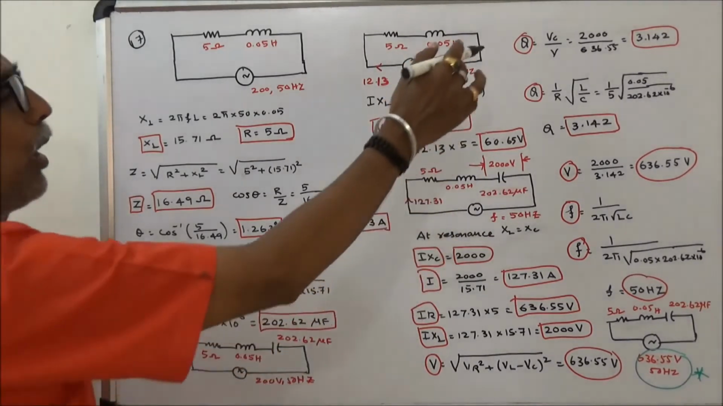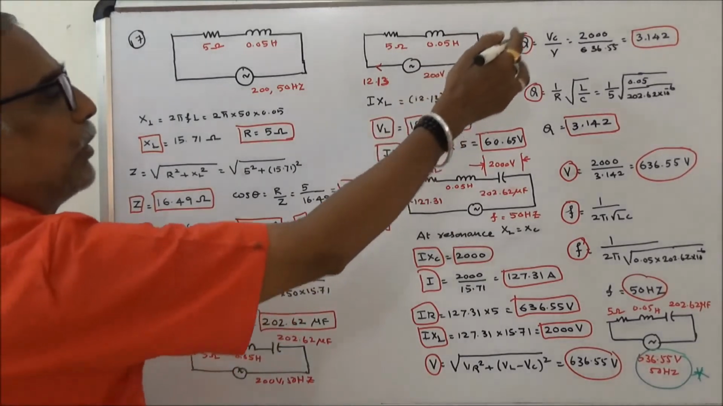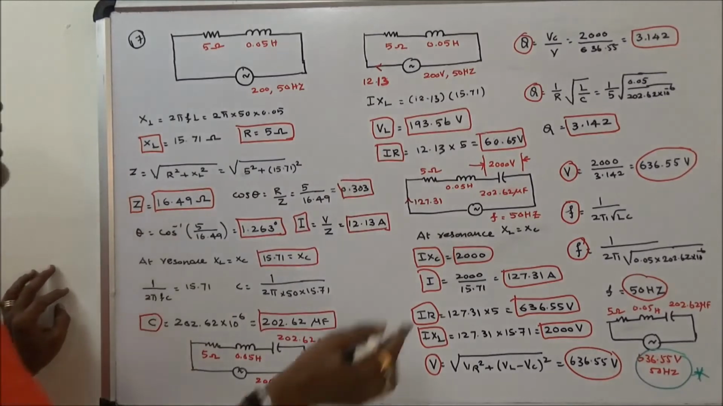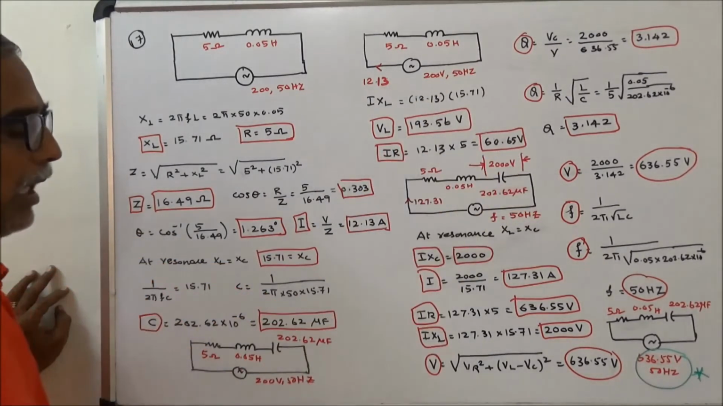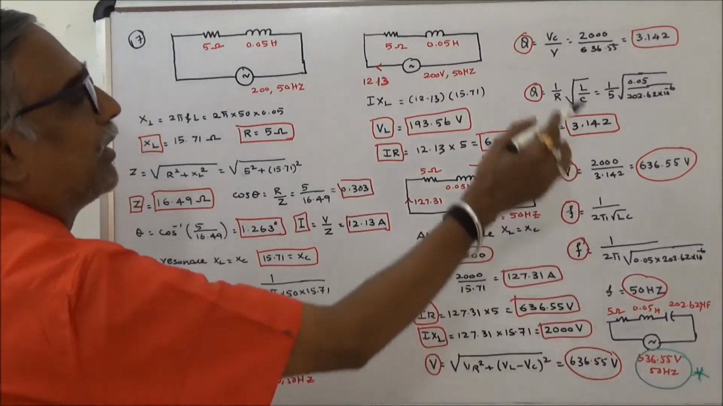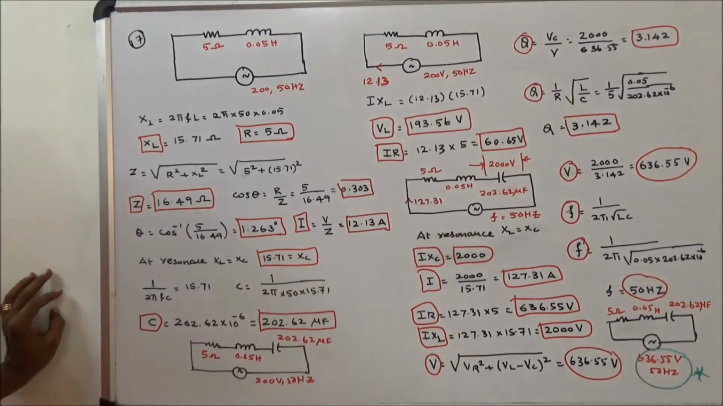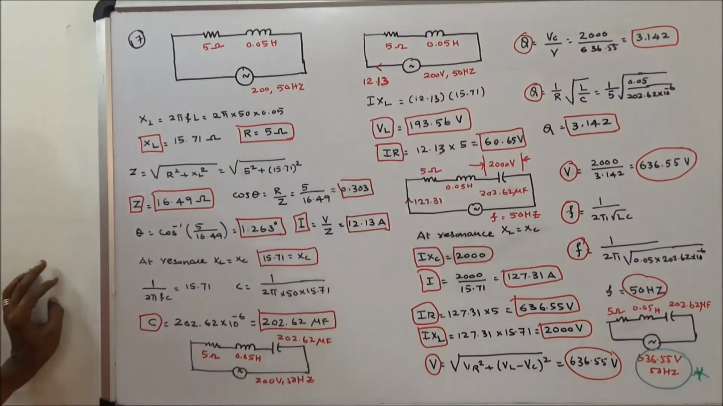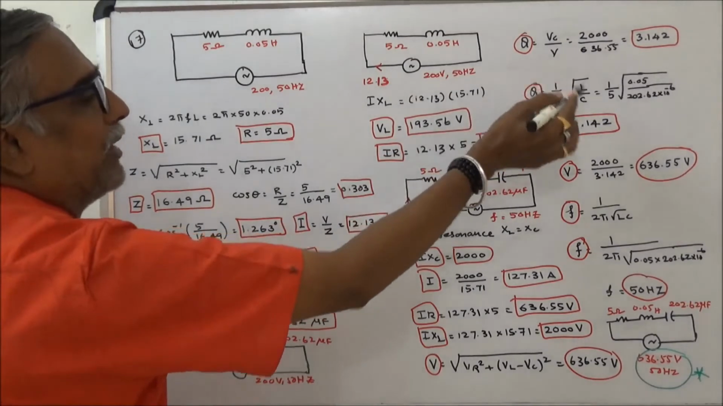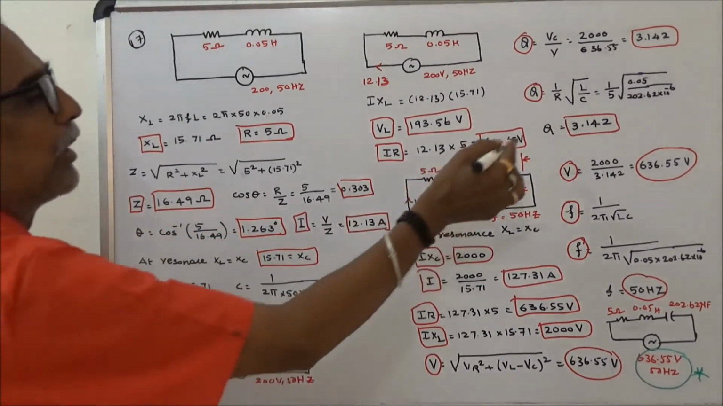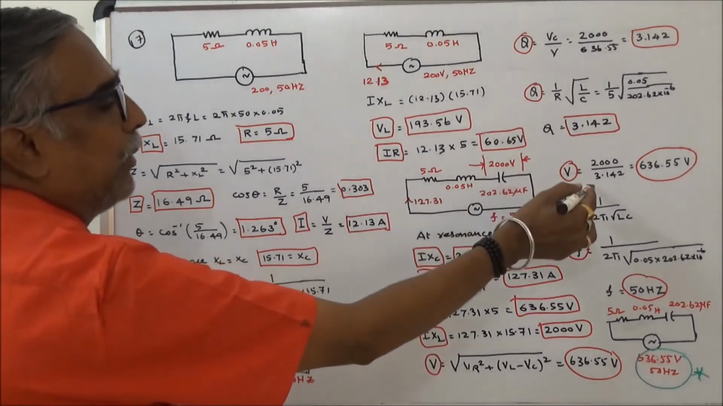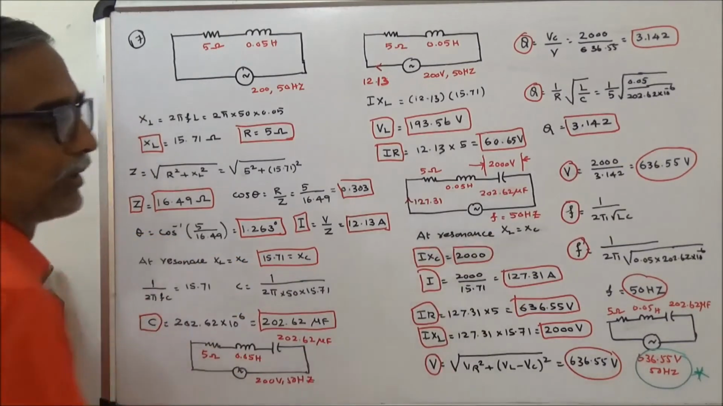Next I can calculate the quality factor. Quality factor Q is equal to voltage across the capacitor or voltage across the inductor divided by the applied voltage. Here voltage across the capacitor is 2000, applied voltage is 636.55, that is equal to 3.142. That is 3.142 times the supply voltage, you will get 2000 volts. So here the voltage is magnified. Otherwise you can calculate Q is equal to 1 by R root L by C. You will get the same answer. Q is equal to 3.142. Here V is equal to 2000 by 3.142, that is 636.55 volts.